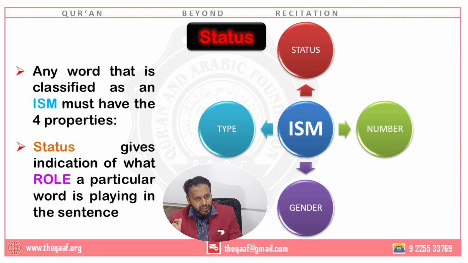What's the second property? What's his number? Every ism should have a number. It should be either plural, dual or singular. And then it should have a gender, either masculine or feminine. It does not matter whether it's a living thing or a dead thing or whatever it is. It has to have a gender.